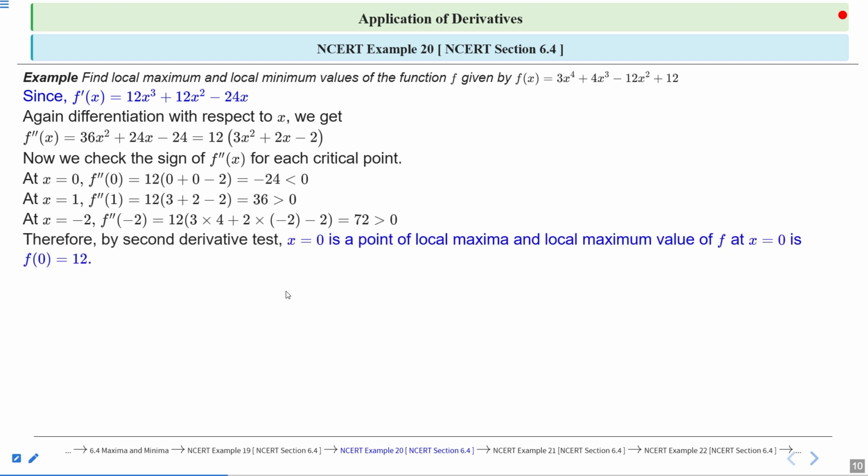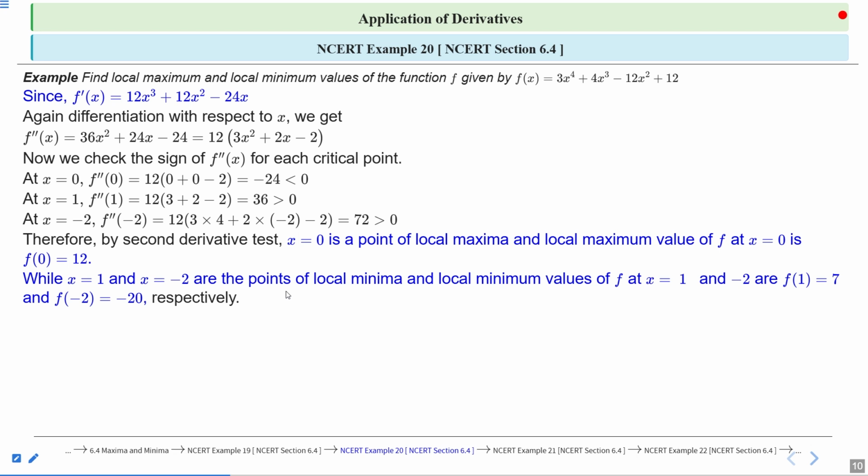Therefore, by the second derivative test, x equal to 0 is a point of local maxima, and the local maximum value of f at x equal to 0 is f of 0 equal to 12. While x equal to 1 and x equal to minus 2 are the points of local minima, and the local minimum values are f of 1 equal to 7 and f of minus 2 equal to minus 20 respectively.